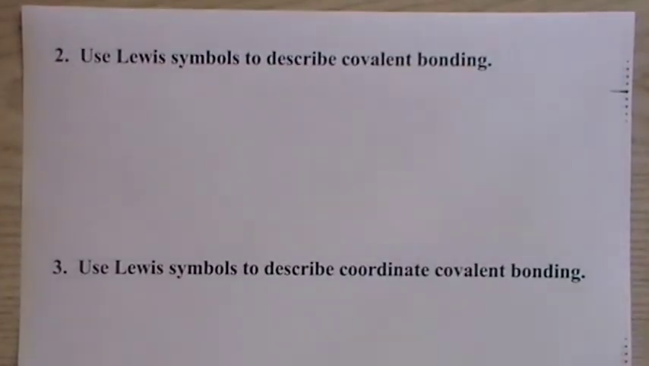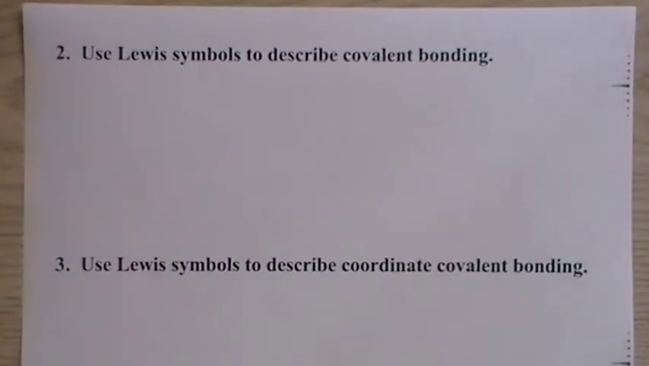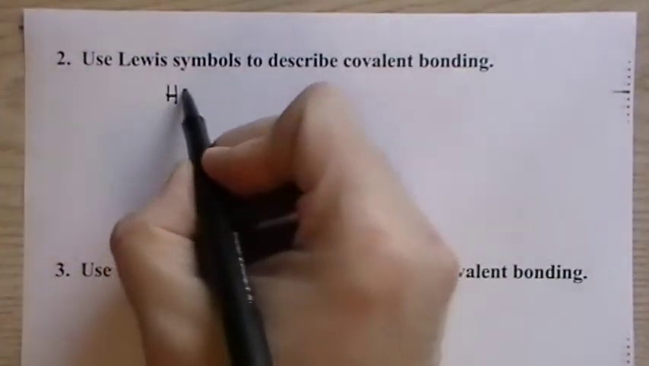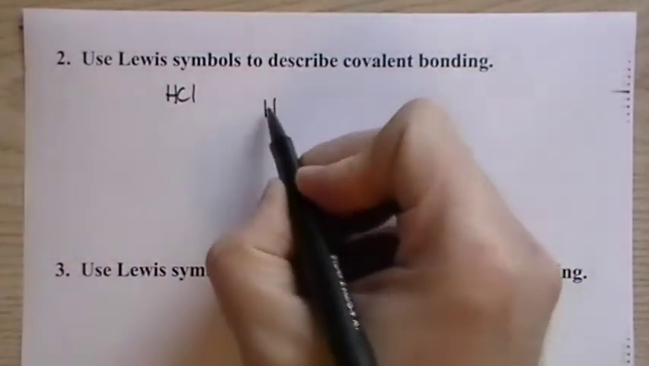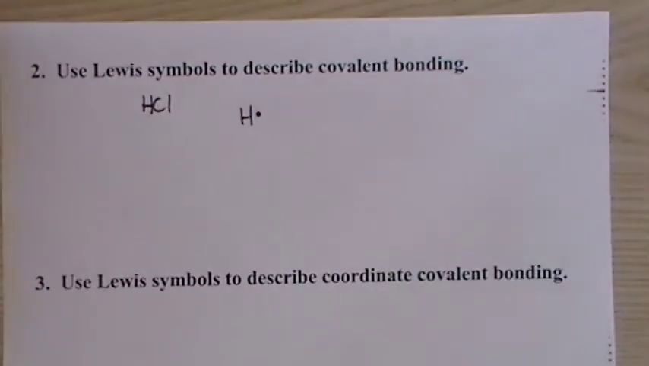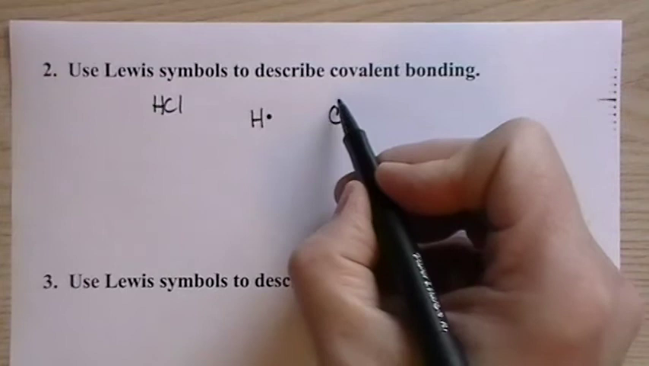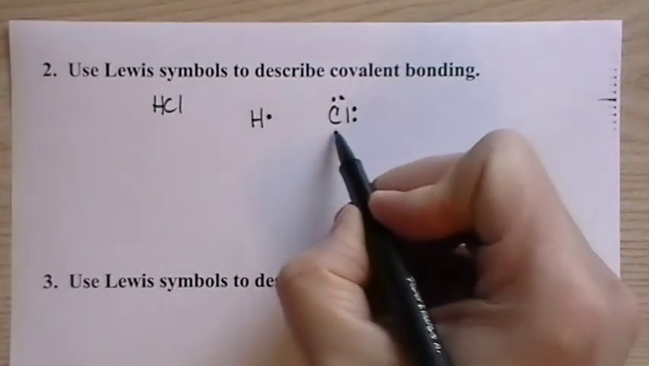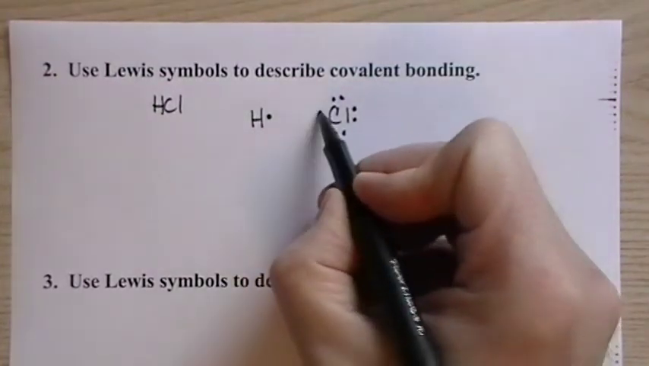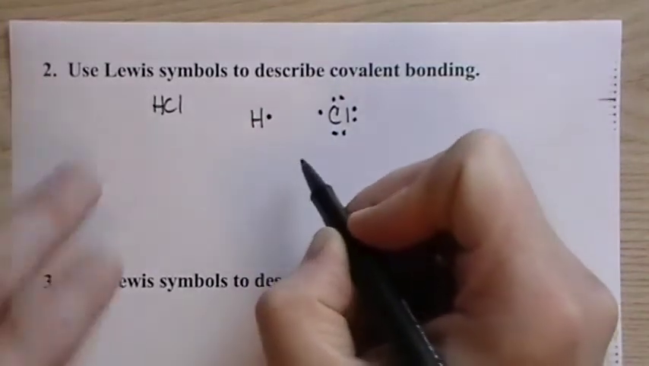So use Lewis symbols to describe covalent bonding. Do a very simple covalent compound, HCl. Hydrogen is in group 1A, so it has 1 electron. Chlorine is, but it's not ionic, it's not a metal, so it doesn't act like a metal, it doesn't form an ionic bond.